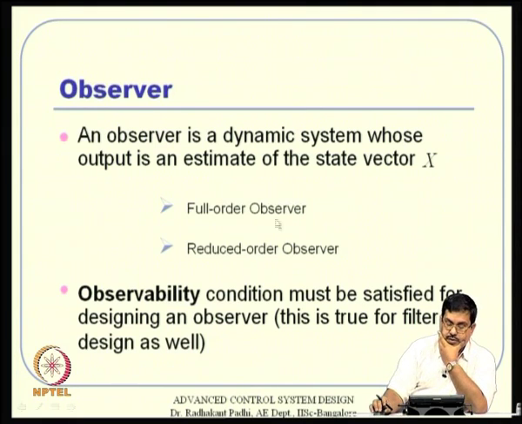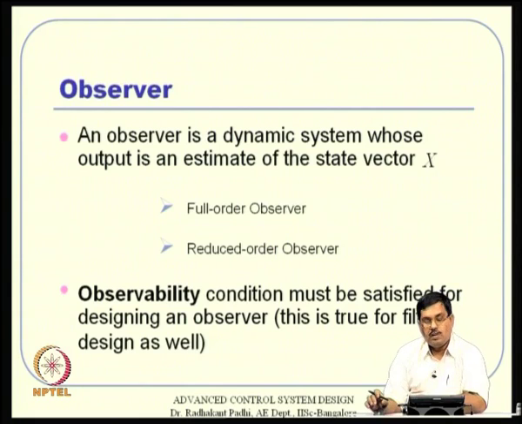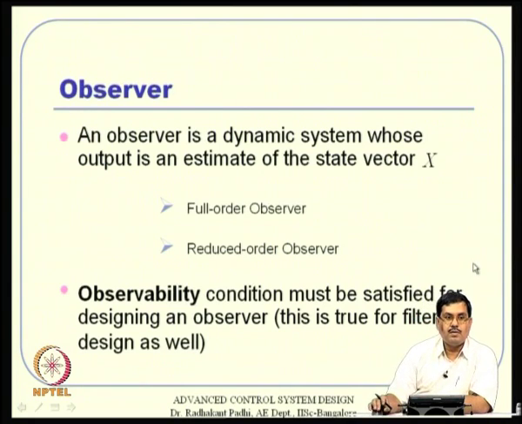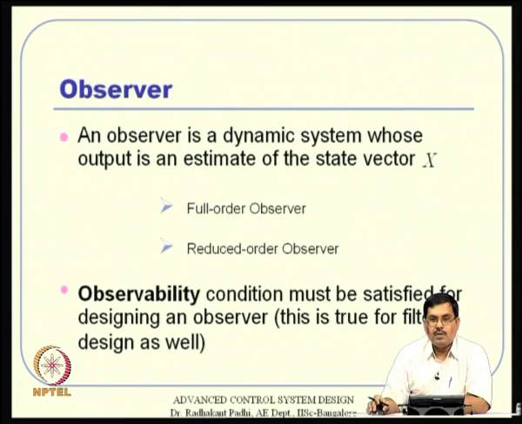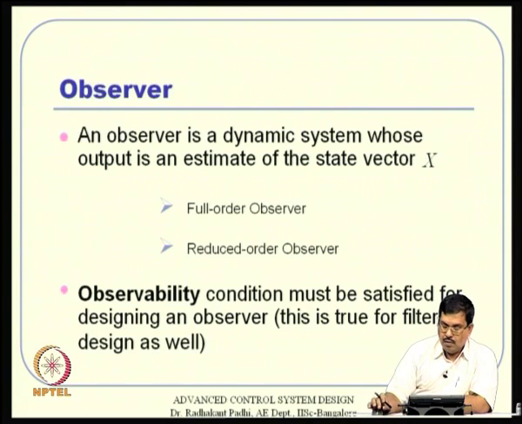Now, also remember that before talking about an observer, the observability condition is a must, and it is also true for filter designs as well. If the system does not have the observability property, then we cannot design an observer. That means we really need additional sensors for information that we cannot capture using limited sensors. So, observability must be there, and we are interested in a full order observer, and in linear quadratic observers. That is the objective here.